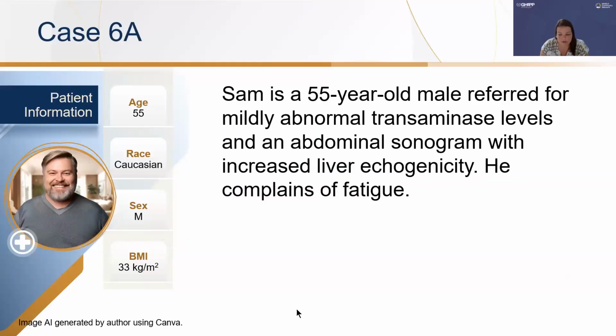Okay, so we're going to be talking through two different cases, more of a problem-based learning setup today. So our first patient, he's a 55-year-old Caucasian male. His BMI is 33, which is a little bit elevated. He was referred to your clinic for mildly abnormal transaminase levels with an abdominal ultrasound showing some increased liver echogenicity. And his only complaint is fatigue.